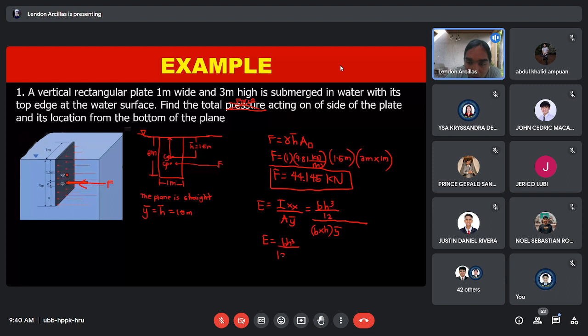So, pwede natin ibaba yung 1/2, tapos base times height times y bar. Pwedeng ganito. Algebra na to, di ba? Para mas madali tayo mag-compute. Ang base natin is, which is yung maliit, 1 meter base. Yung height natin is 3 meters cube. 1/2 times 1 times 3 meters times y bar, which is 1.5 meters.